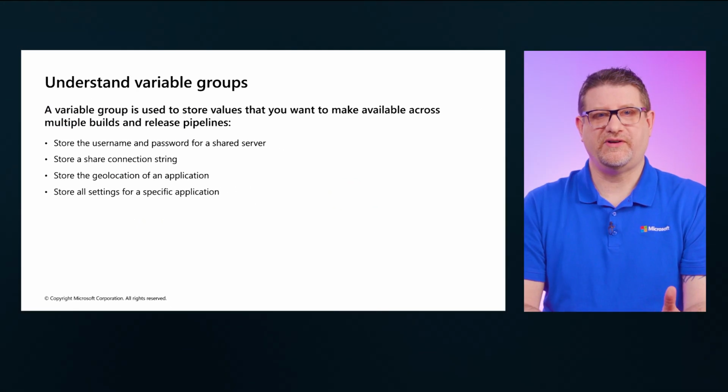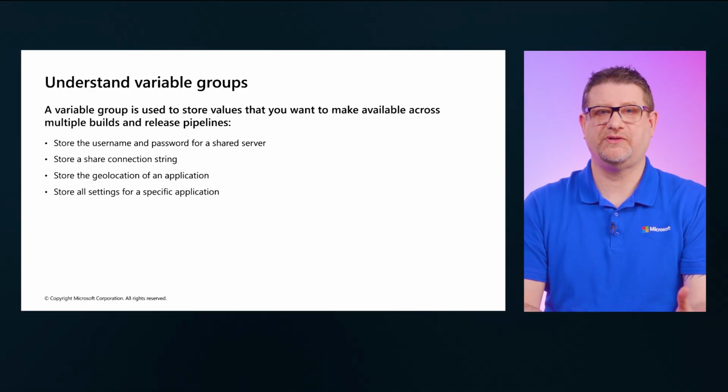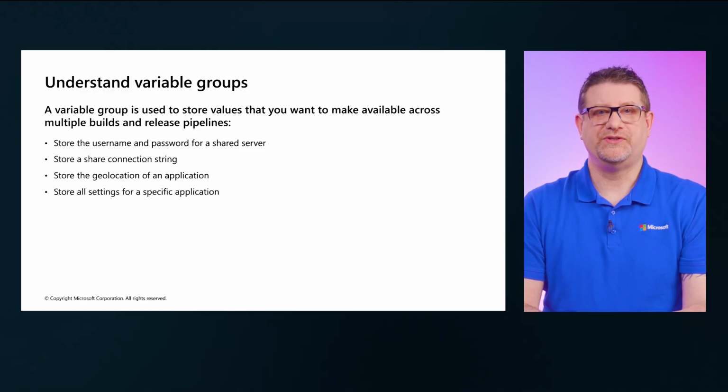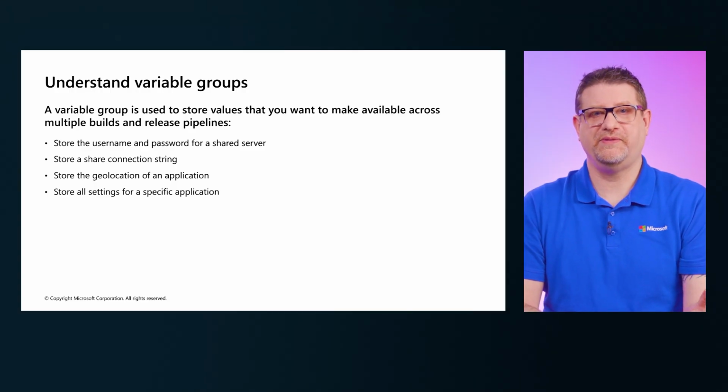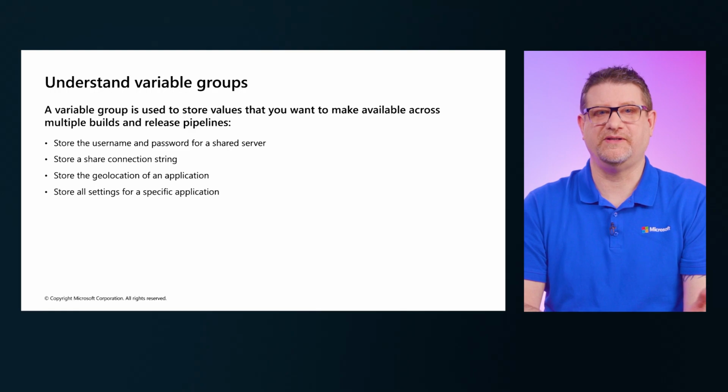Variable groups in Azure DevOps are a powerful feature that allows us to store values like usernames, passwords, connection strings, or application settings in a central location, making them available across multiple build and release pipelines. So instead of hard-coding sensitive or frequent values into each pipeline, we can define them once in a variable group and then reference them wherever they're needed. This approach streamlines configuration management, reduces duplication, and helps maintain consistency across projects and environments.